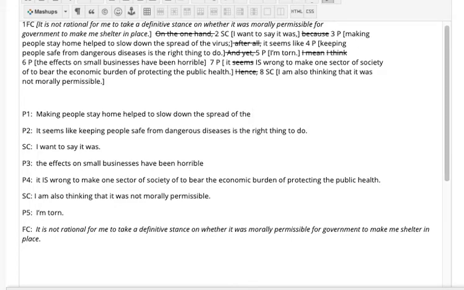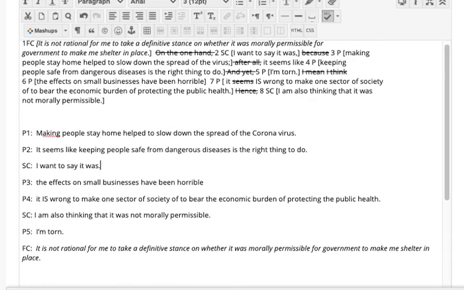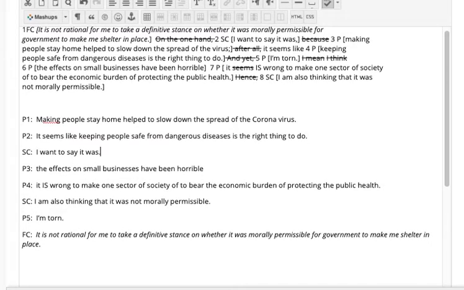Okay, so I'm going to start applying uniform language as we go through this cleanup of the writing mechanics. Making people stay at home or stay home helps to slow down the spread of the virus. Okay, so if you don't mention the coronavirus specifically, go ahead and do so. So not just the virus, which virus? Either say COVID-19 or the coronavirus. I'm going to say the coronavirus. All right. It seems like keeping people safe from dangerous diseases is the right thing to do.